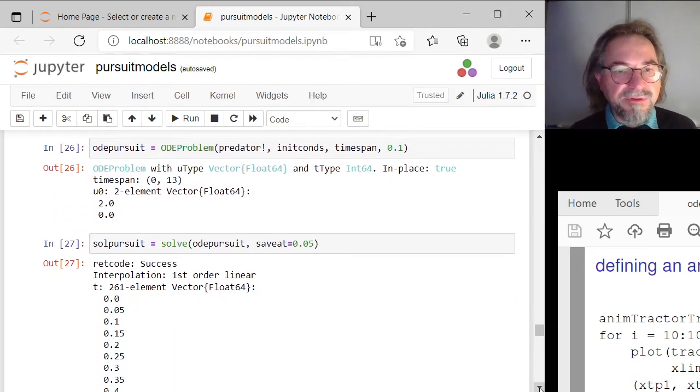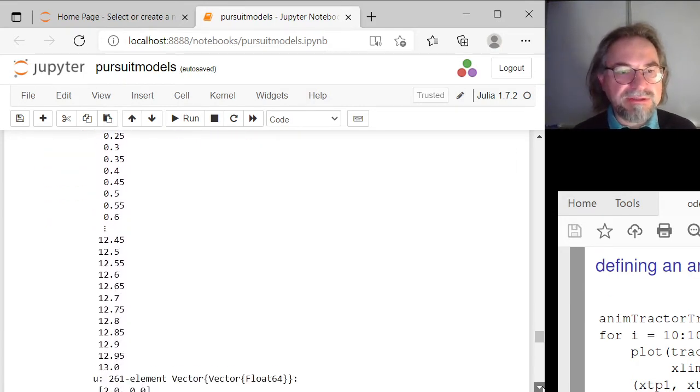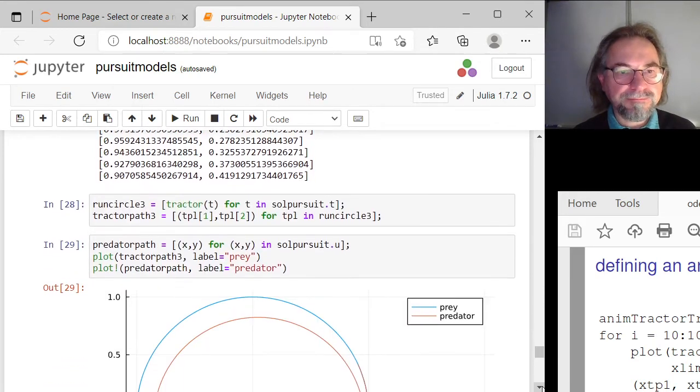Okay, so I save again. I want to have a nice smooth picture. I save again every 0.05, and now I have 261 numbers. So I need to compute the path for the tractor again, because I have a different length of the path for the predator.